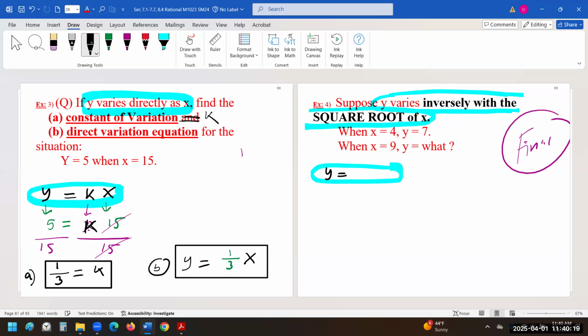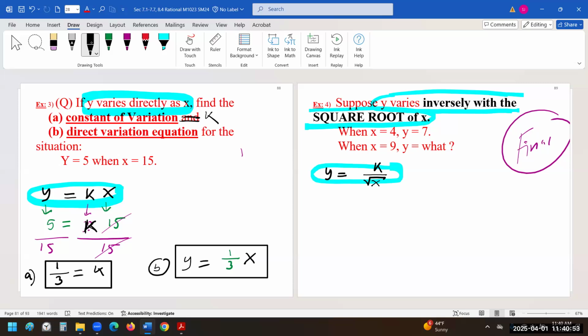That means if y is on the top, square root of x must be on the bottom. Not x, square root of x. So y and square root of x are changing inversely. So y is on the top, square root of x on the bottom. Then what goes on the top of the square root of x? The constant, the rate at which they're changing. That's how we figure out the equation.